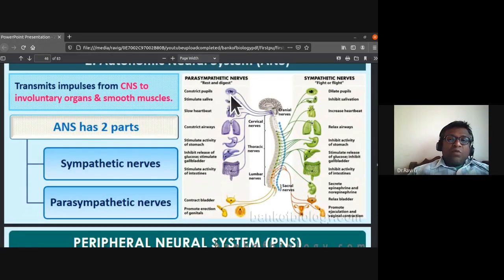They constrict the pupils, stimulate saliva, slow the heartbeat, constrict the airways, stimulate the activity of the stomach, inhibit release of glucose, stimulate the gallbladder, stimulate the activity of the intestines, contract the bladder, and promote erection of genitals. So these are all the roles of the parasympathetic nerves.